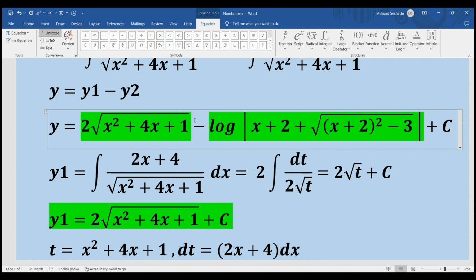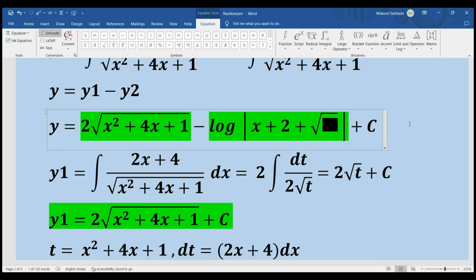Is there any further simplification I can do? I can do a little more to the final answer here, because this expression, x plus 2 the whole square minus 3, what is it? It is nothing but x square plus 4x plus 1. You just do the expansion and see. You get x square plus 4x plus 4 for x plus 2 the whole square, and with that minus 3 you will get x square plus 4x plus 1.